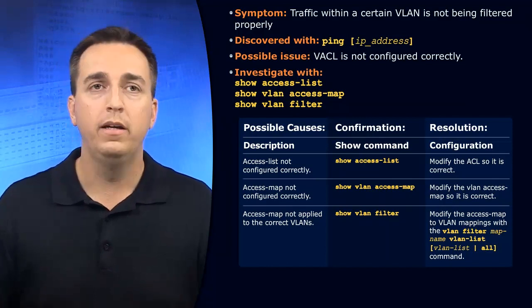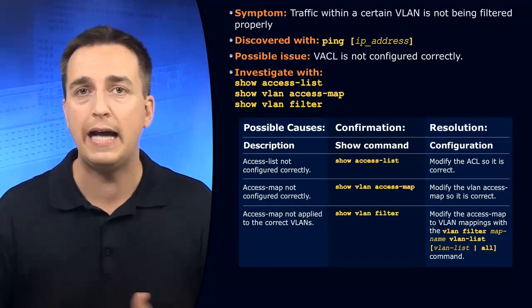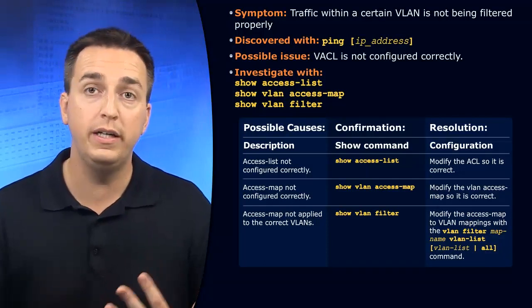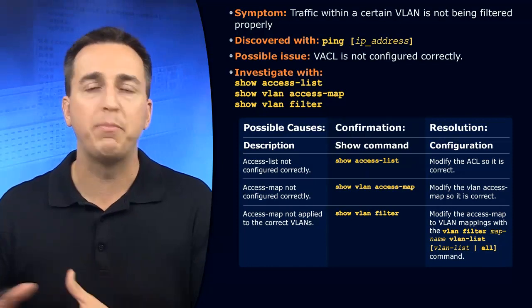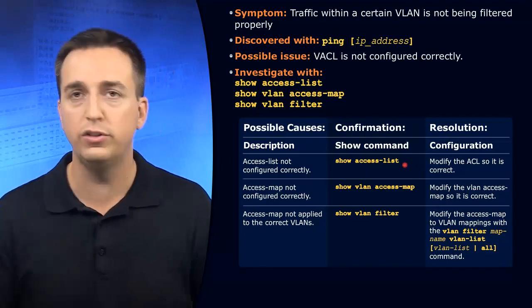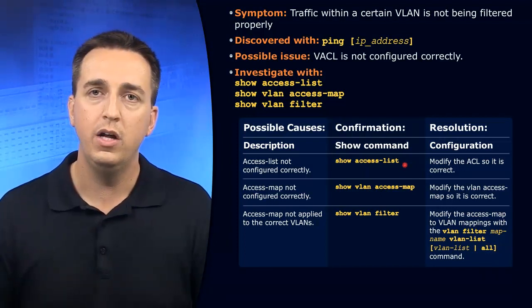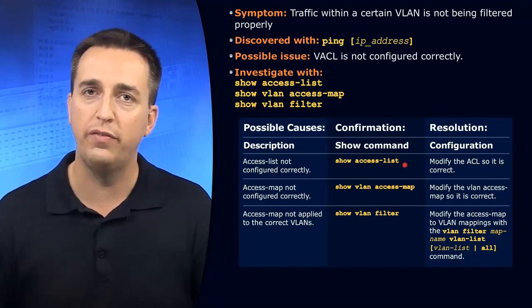Well, you're going to be dealing with access control lists. You'll be dealing with the VLAN access map itself. And then you'll be dealing with the VLAN filter that is applying the access map to particular VLANs. So you'll have to verify access control lists using the show access list command, making sure that the access list has been configured correctly. If not, modify it.